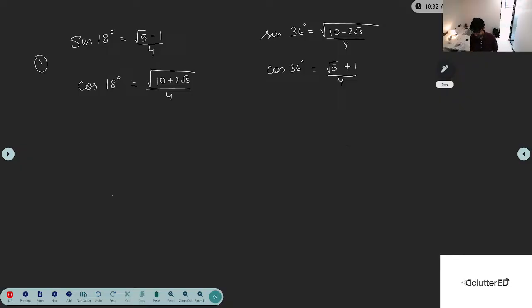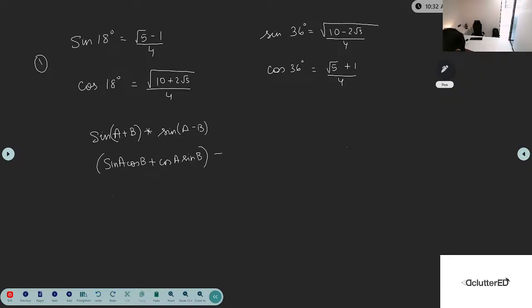The second thing that I want us to learn is the formula for sine A plus B into sine A minus B. Now, some of you might have studied this. Let's look at how this is derived first. I know I can write sine A plus B as sine A cos B plus cos A sine B into sine A cos B minus cos A sine B.